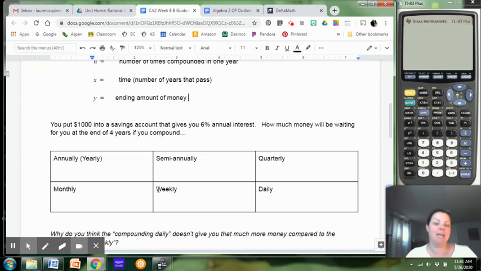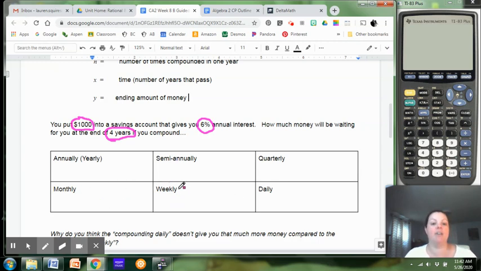We're going to look at the same situation, and how the money accumulates over different types of compounding. So here's our situation. We're putting $1,000 into a savings account that gives you 6% annual interest. How much money will be waiting for you at the end of 4 years if you compound? And here we have 6 different types of compounding to work with.